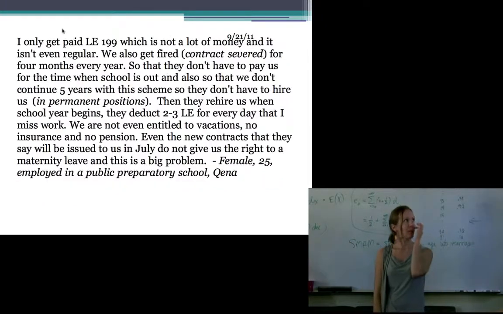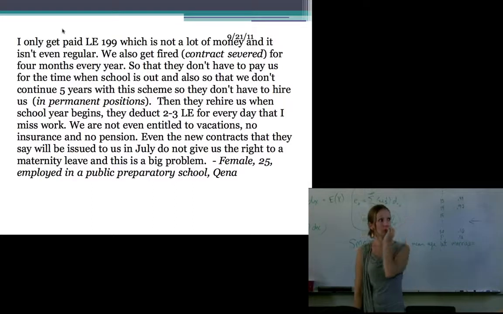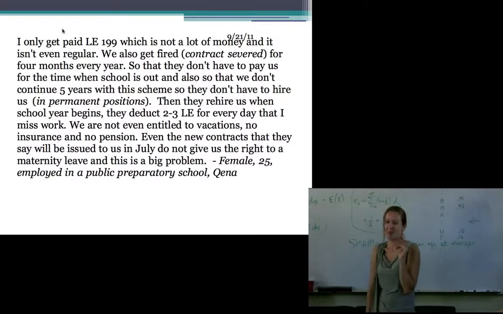So this is one example, and it's really typical. This is a girl in Enna. She gets paid 199 pounds a month, that's about $40. This is a girl with a university degree. She teaches in a public preparatory school. Even the government these days doesn't hire formally. They give people temporary contracts. So a lot of teachers these days aren't technically hired by the public school system. The government pays them per class or per year.